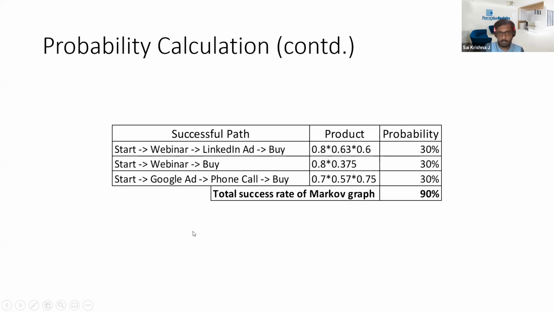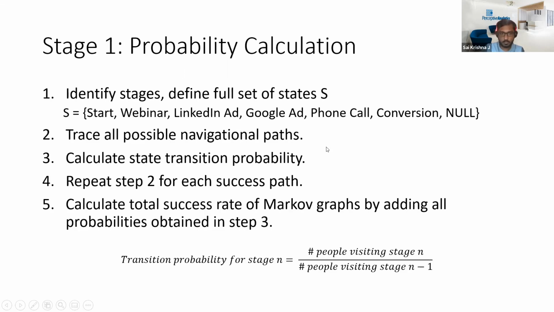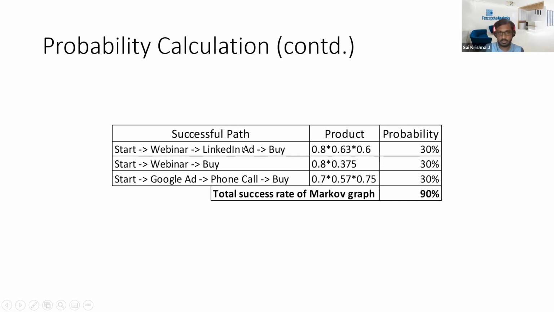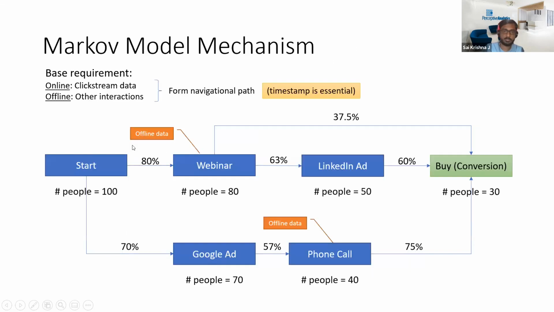So how do you exactly calculate this total probability? What I mentioned in point number 5, this is how you do it. You list down all the successful paths. If you go back to this picture here, this is one success path: start, webinar, LinkedIn ad, conversion. Another success path is start, webinar, conversion. Another success path is start, Google ad, phone call and conversion.